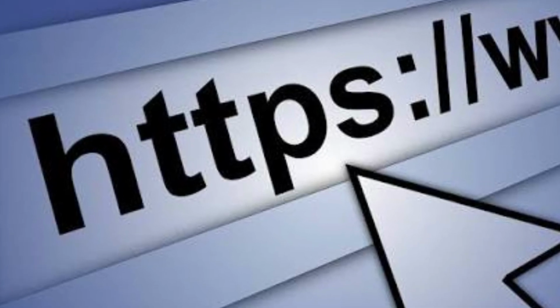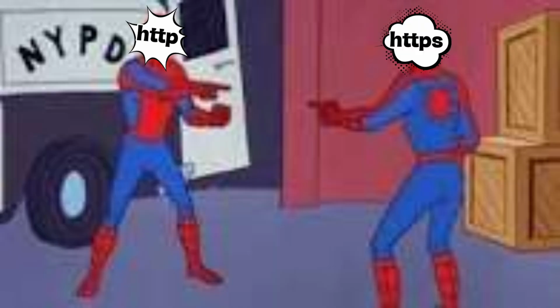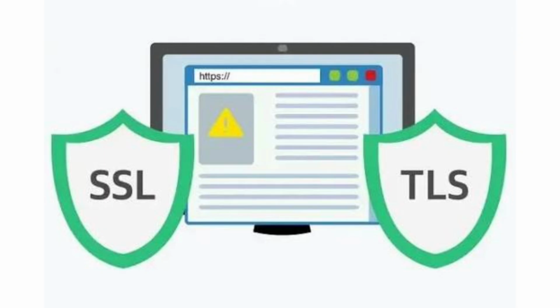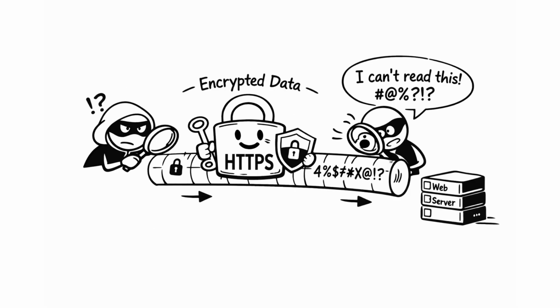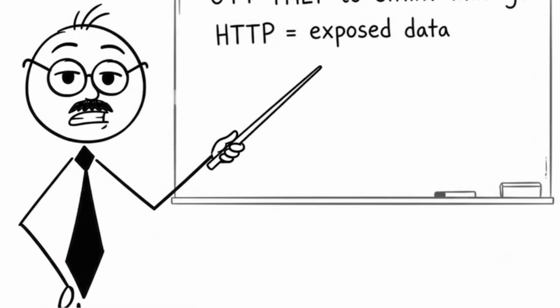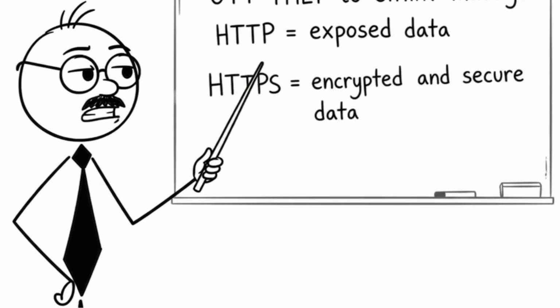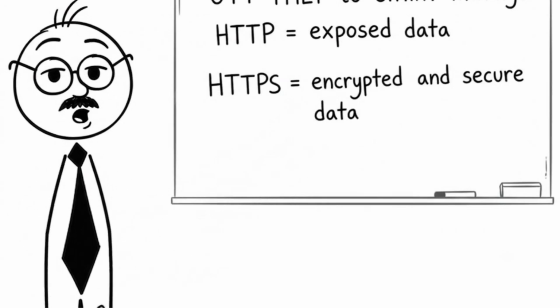This is where HTTPS comes in. It's the same protocol, but with a security layer called SSL/TLS. This layer encrypts the data, making it unreadable during transmission. Simply put, HTTP equals exposed data, HTTPS equals encrypted and secured data.